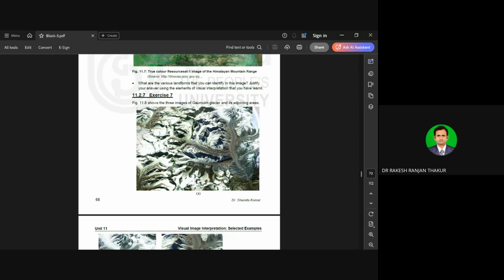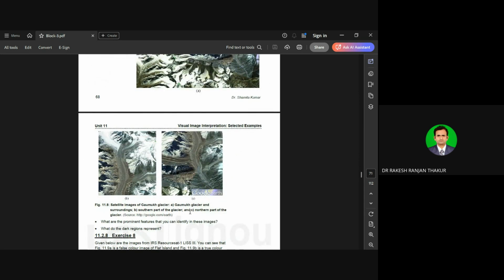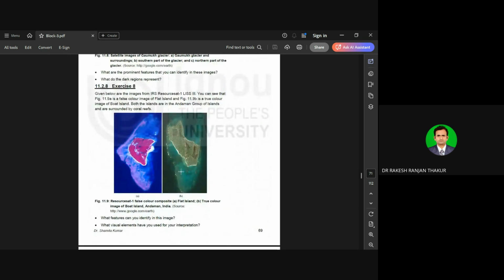Okay. Yes. Next, this is an example of the Gomukh glacier in the glacial region. This is also a very typical, very beautiful picture actually, right? Then, yes, this is a good example of Flat Island and Boat Island in Andaman and Nicobar, right? You can see in the middle we have very reddish colors. It is very dense, it is having vegetation. Then you can see some submerged marshy lands are also there.